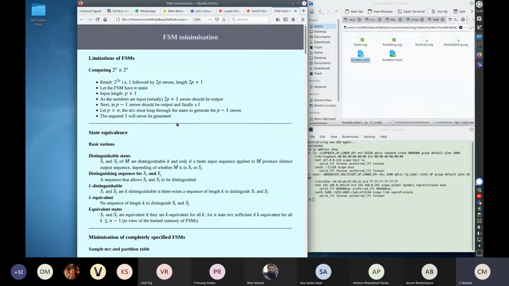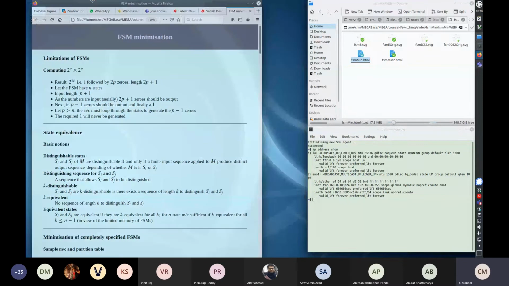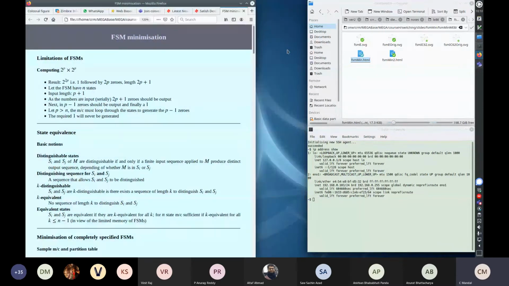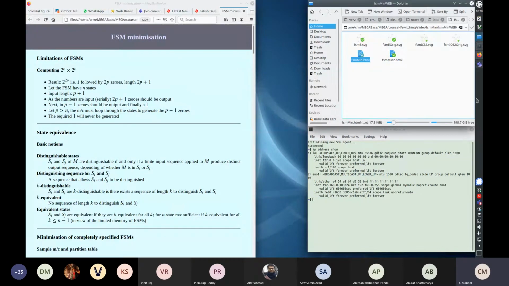So you have already seen how you can design finite state machines. So now the next aspect is how we can minimize those machines. Now before we go into that, let us just consider a few other aspects.